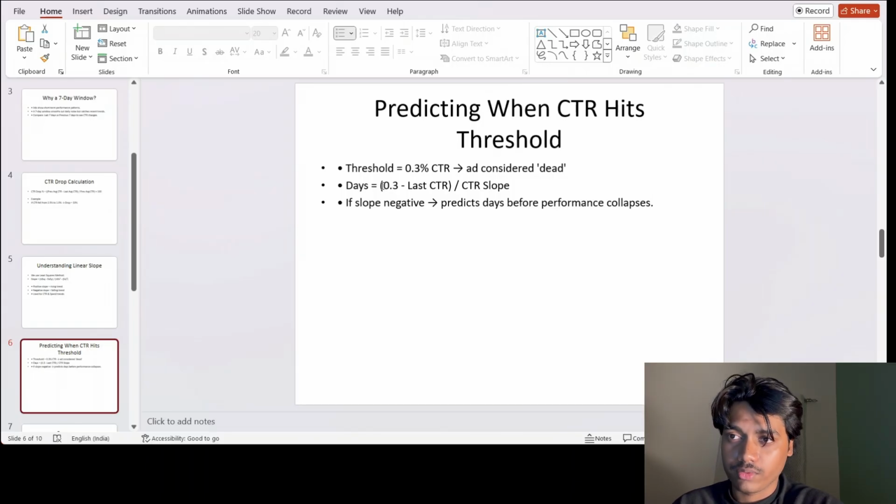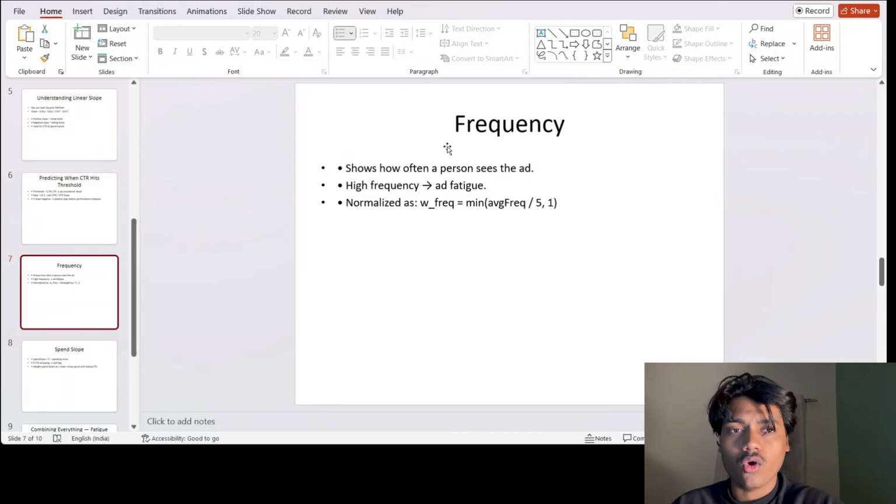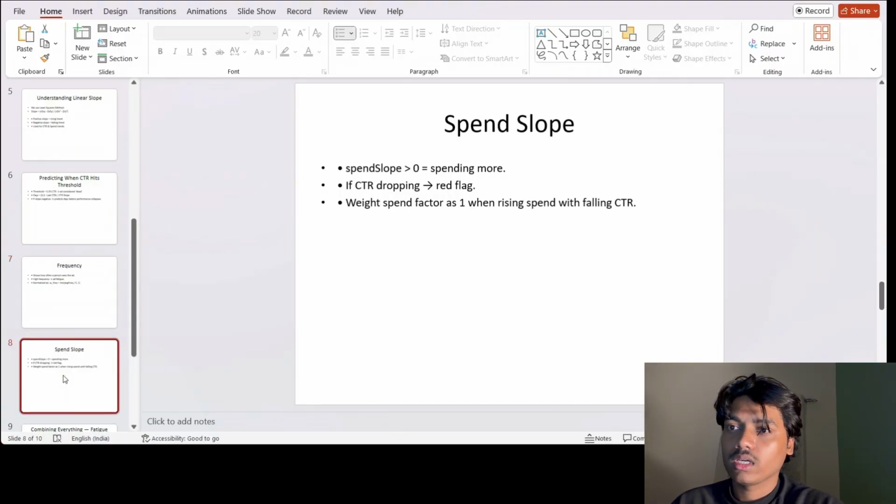Similarly, we are using the frequency. The frequency means how often a person sees the same ad again and again. So higher frequency means ad fatigue. Then we have normalized that by taking the average frequency divided by 5, and we are taking the min of 1 and that value. This is how we are calculating the normalized value for the frequency. Then we are calculating the spend slope. If the spend slope is greater than 0, then we are spending more, and if the CTR is dropping, then it is a very red flag, and it is a direct indicator of fatigue.